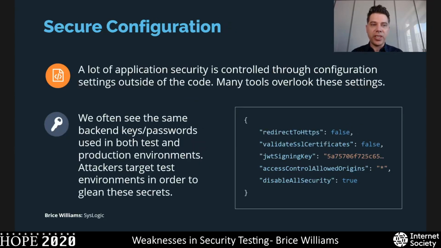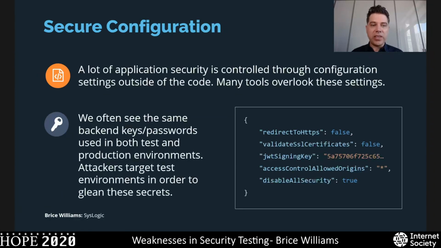Secure configuration. A lot of application security is controlled through configuration settings outside of the code. Many tools overlook these settings. Some can certainly help, but you often see issues, especially with custom configuration settings, which in turn control how security is handled throughout the system. Security tools might be able to help with common security configuration and can highlight those, but anywhere where you've got anything that's done on a more custom basis, that's where it's going to be difficult for a security tool to help you, because all it can do, like in a static analysis scenario, is look at the code and say, well, in some cases, it looks like it would be set fine.